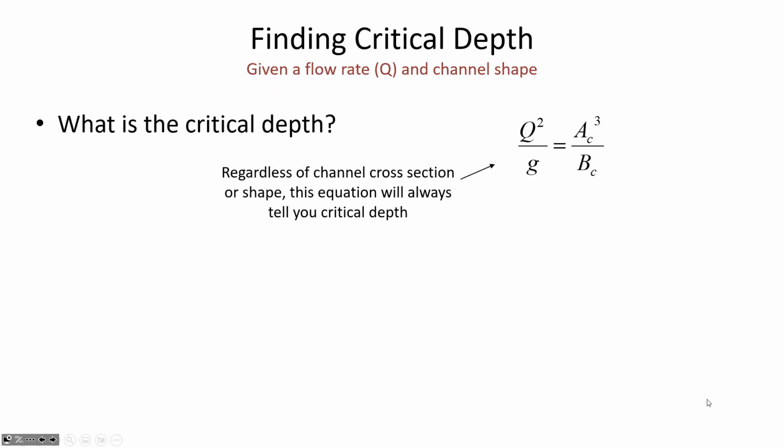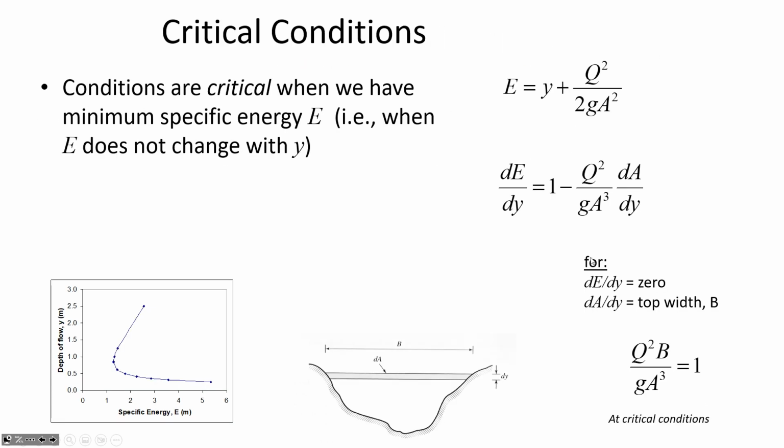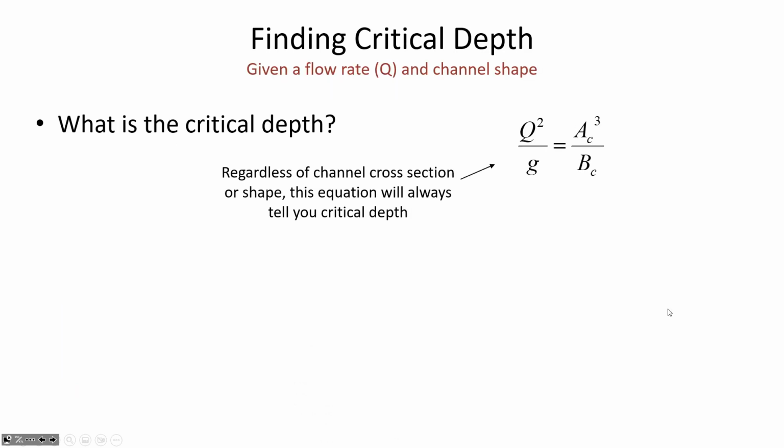So keep that in mind. Now we can rearrange this Froude number equation in critical conditions, when the Froude number is equal to 1. If we algebraically adjust that, on the left-hand side of the equation we've got a constant, the flow rate squared divided by g. And on the right-hand side, we're going to have geometric parameters that are related to the flow depth. So when you have critical conditions and you're trying to solve for the depth, you put the constants on one side and all of the unknown terms on the right.